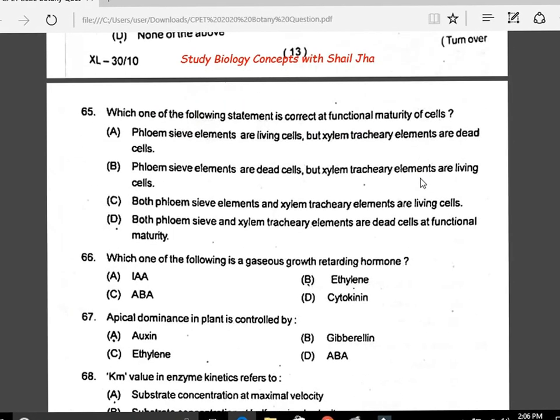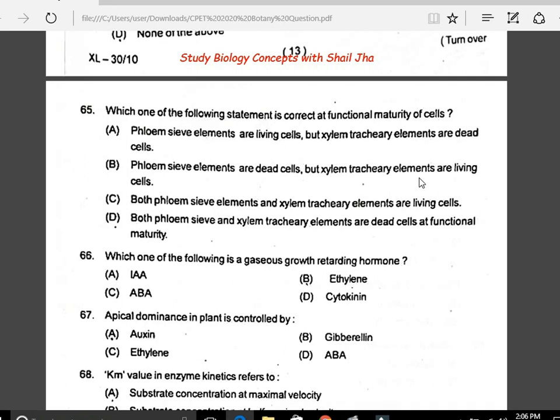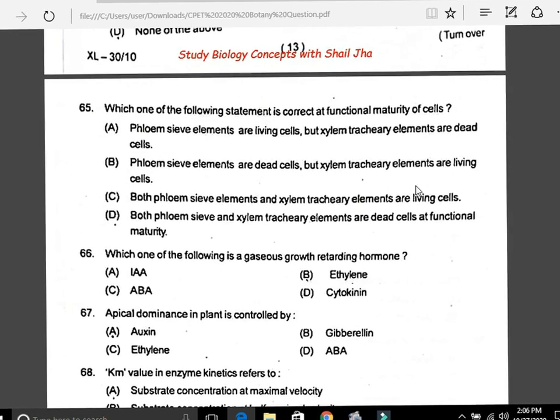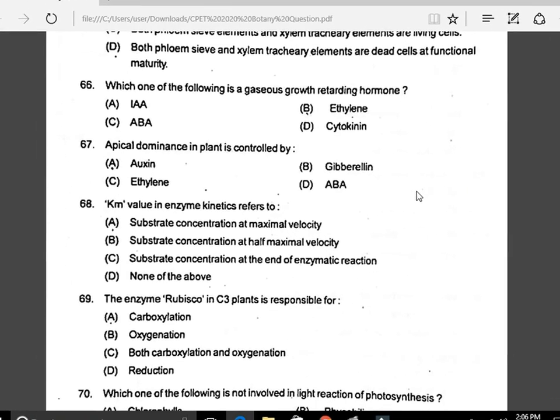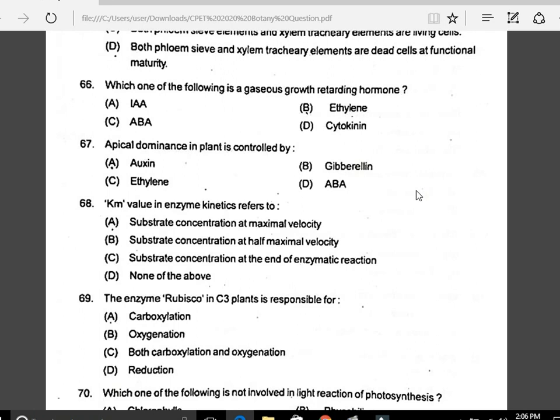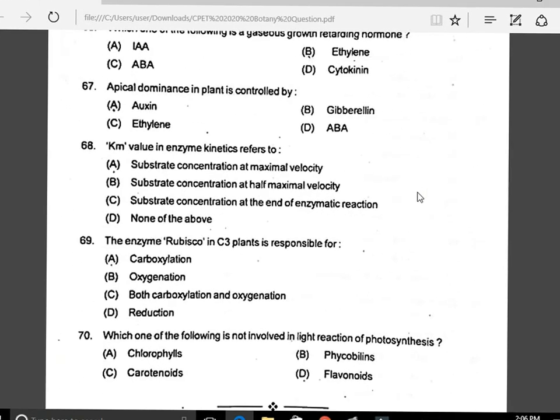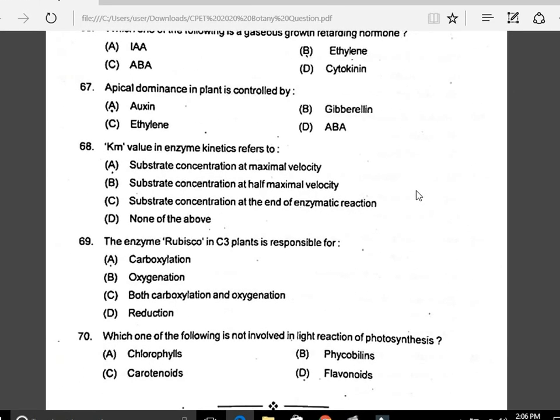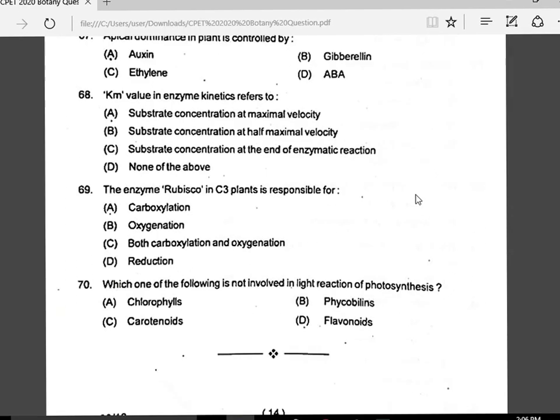Which one of the following statements is correct at functional maturity of cells? The answer is A, phloem sieve elements are living cells but xylem tracheary elements are dead cells. Which one of the following is a gaseous growth retarding hormone? The answer is B, that is ethylene. Apical dominance in plants is controlled by auxin, that is A.